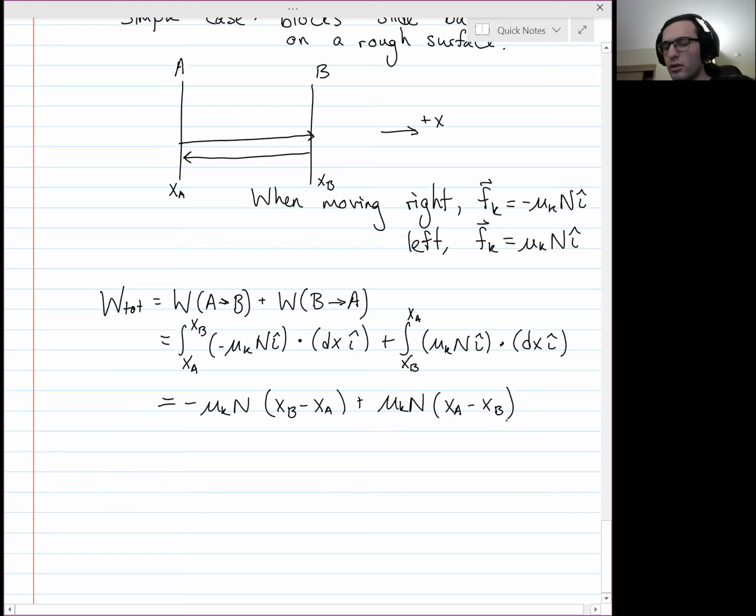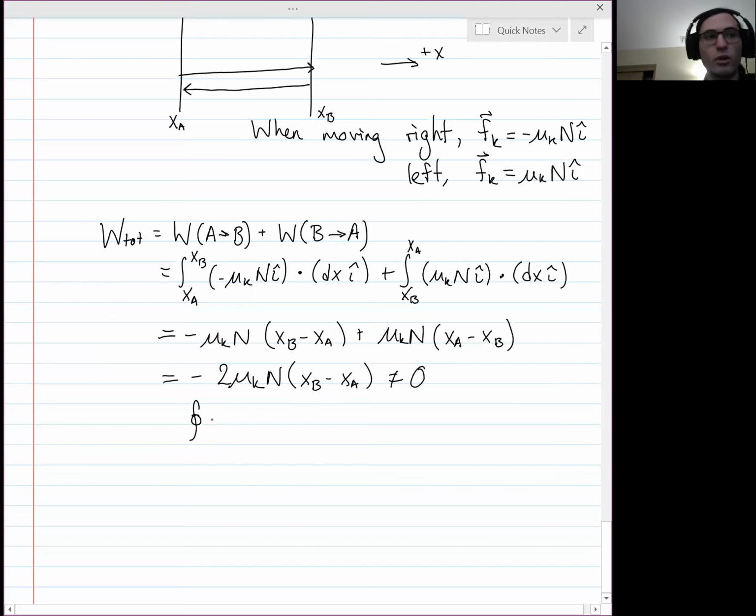Why is it negative going right? The work done by the friction is negative. Well, yes, of course it's negative, and that's because it's causing a reduction in the speed. And so what we glean from this is that this is negative 2 times mu k n times xb minus xa. But importantly, this is not 0. So what we've concluded then is that the integral of fk dot dl over a closed path is just not 0.